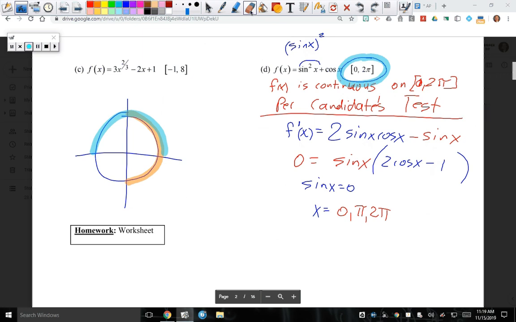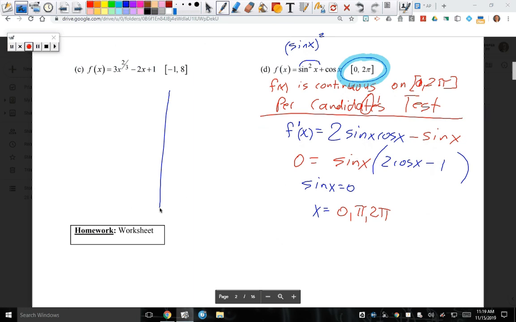So right now, in our work, candidates always require tables. T for table, if that helps. That looks like a T. All right. 0, pi, and 2 pi. I'm leaving space. Okay? Let's do the next one.